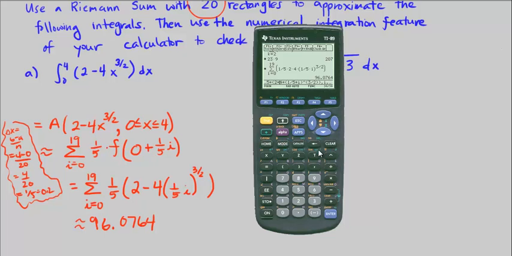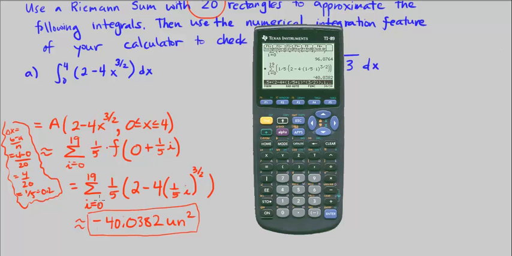Right here should be 2 minus 4. Alright, that looks right. I'm just checking that it's correct. 2 minus 4, yes. So that's not 96, excuse me. That should be negative 40.0382. Okay, so let's write negative 40.0382, and that's units squared. So that's the area that we get, and that's approximate using our Riemann sum.